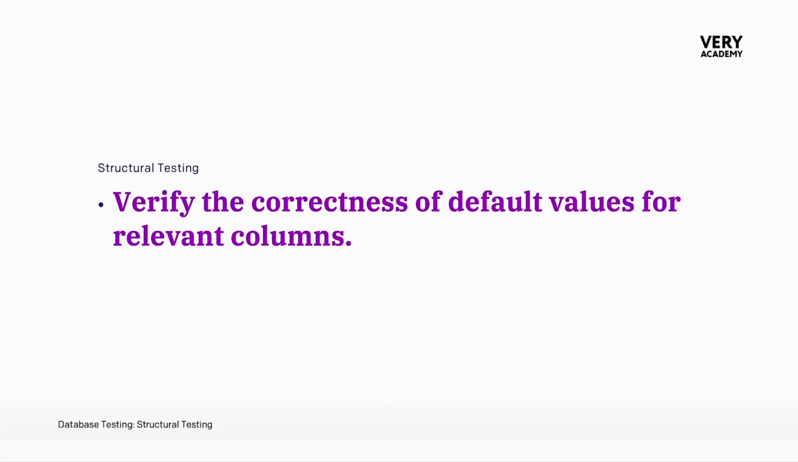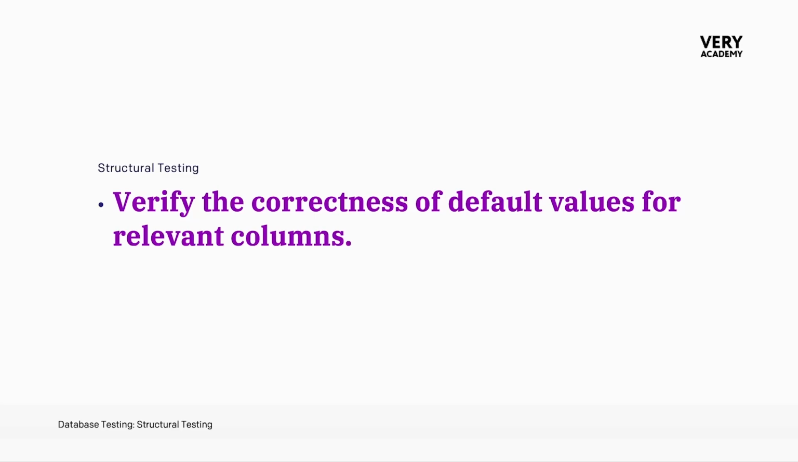Next up, we're going to be verifying the correctness of default values for relevant columns. Again, like the previous test, this might seem quite trivial, but default values are a powerful feature in database management, ensuring data integrity, simplifying application logic, and potentially optimizing performance. They enforce business rules, provide a fallback for missing data, and support the maintenance and evolution of a database schema. So by leveraging default values, developers can create more robust, reliable and efficient database management systems.